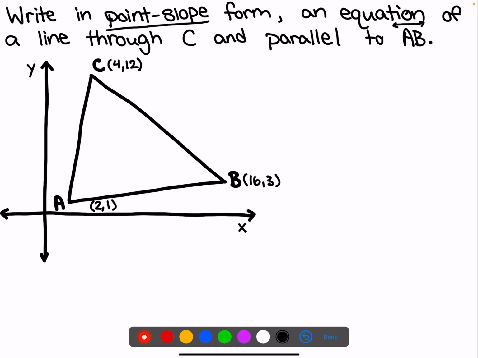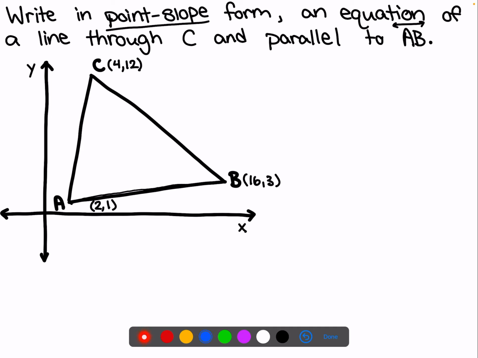Write in point-slope form an equation of a line that goes through point C and is parallel to line AB. So, looking at this, we have AB here, and we're going to be parallel to it. So it's got to have the same slope as AB. Further, it's going through point C, so we'll use point C as well. So it should be parallel. So let's start up on this one.